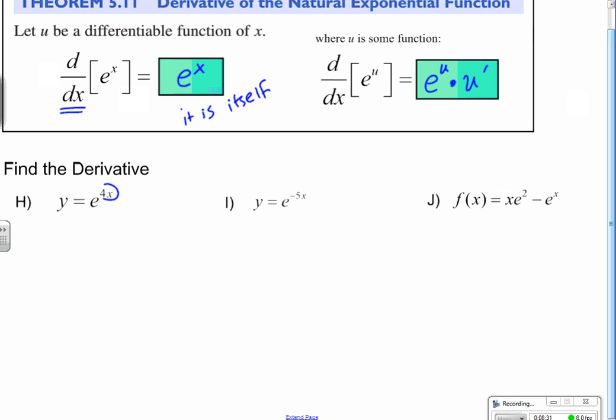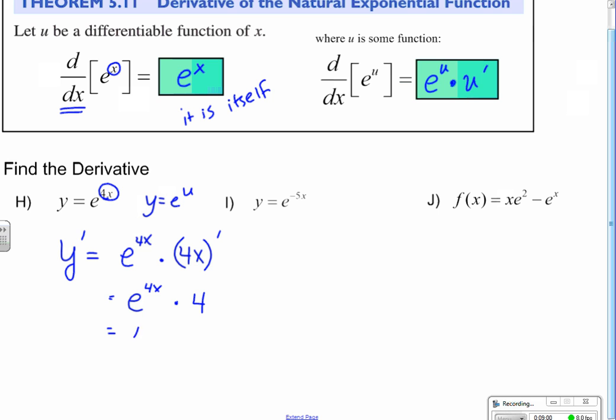Okay, so I have a little bit more than just an x in my exponent position. So I can think of this more as e to the u, can't I, where u is 4x. So the derivative of y will be equal to e to the 4x, it is itself, multiplied by the derivative of that exponent. The derivative of 4x is 4. I guess I would rather write that as 4e to the 4x.